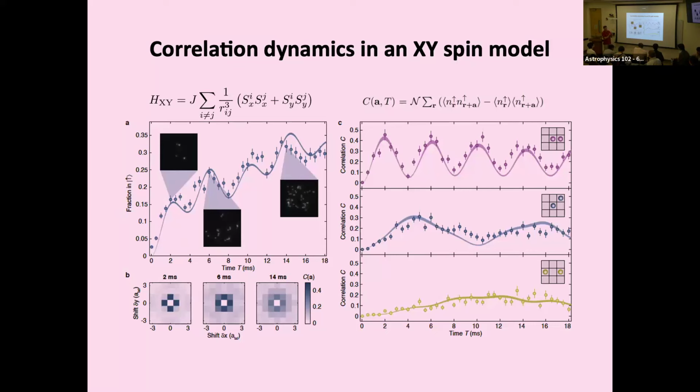And now we can go with a microscope and ask, what is the correlation function, say, for two sites, one lattice apart, or one diagonal apart, or two sites apart? And we indeed see that these oscillation frequencies change, as you would expect, because there's a 1 over R cubed dependence. So essentially, we can map out this 1 over R cubed dependence of the dipolar interactions.